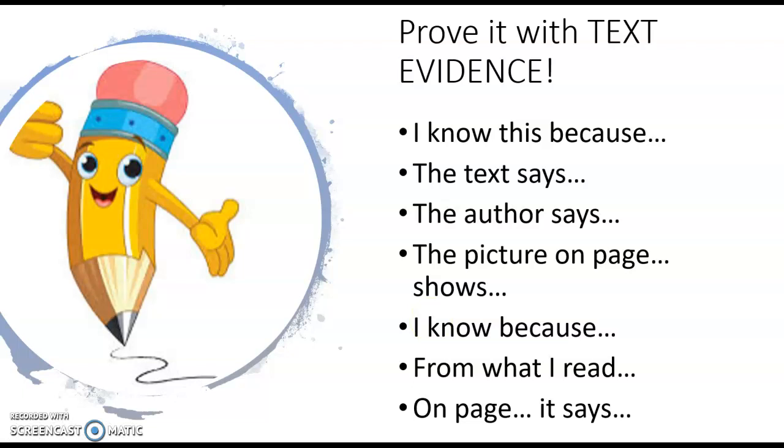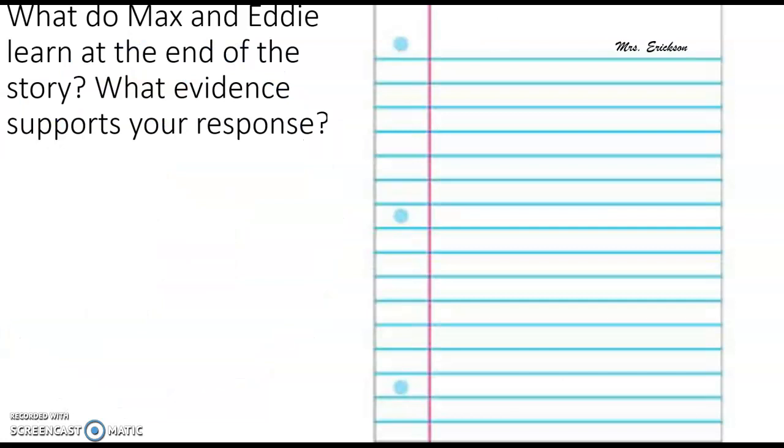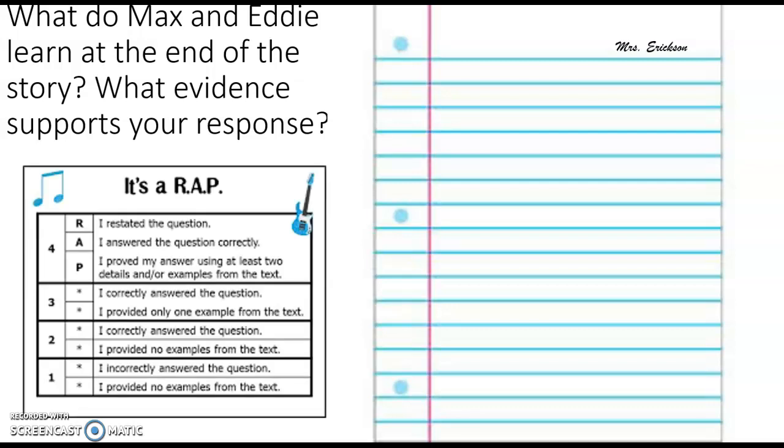It's important that we're saying that the evidence is from the text because we don't want to just copy it. So we definitely want to include some kind of a sentence starter like this, and I'm going to show you in my writing today how I did that. So our question is, what do Max and Eddie learn at the end of the story? What evidence supports your response? So we're going to be looking at the WRAP rubric again, and I know we went over this last week, but it's very important that we remember the parts of quick writing.